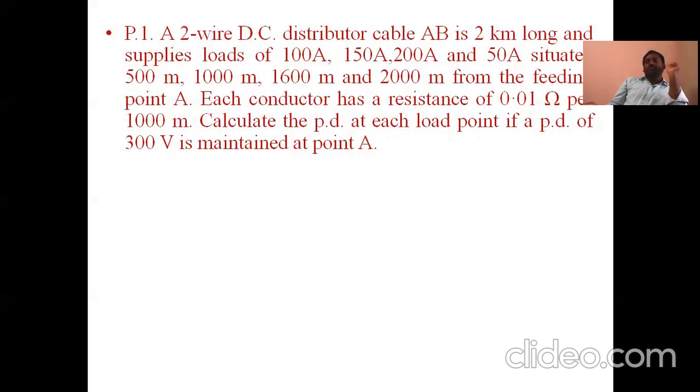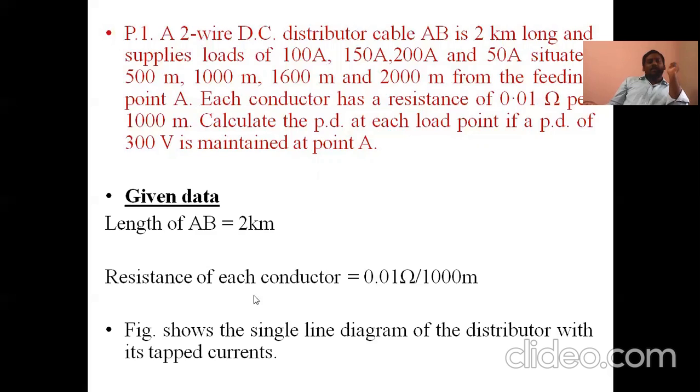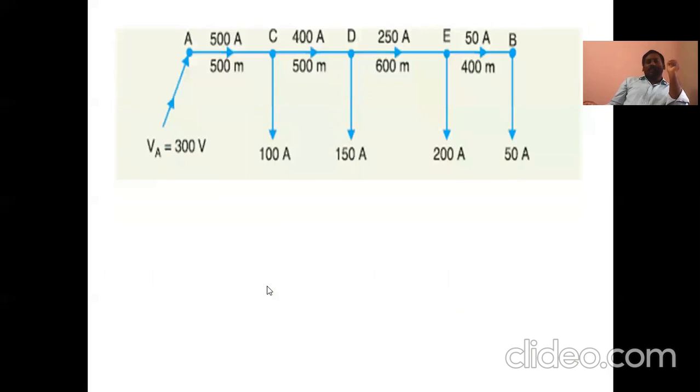Calculate the potential difference at each load point if a potential difference of 300 volts is maintained at point A. The given data: the length of AB is 2 kilometers, and the resistance of each conductor is 0.01 ohm per 1000 meters, which we convert into meters also. Next, we can go to the figure for AB based upon the data.